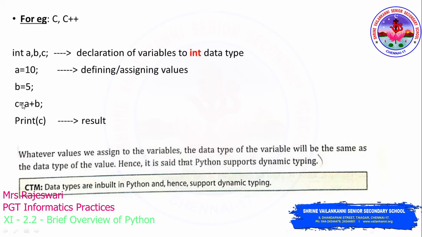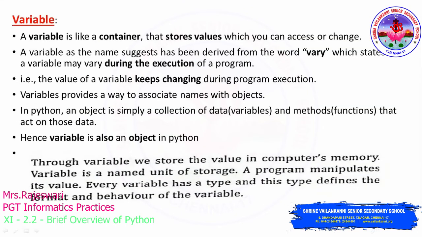So that is why, after processing, when you call the variable c here in the print statement, the result will be displayed. So that's why we call this variable like a container. Clear? So it helps you to store the values, and you can access or even change the values later.